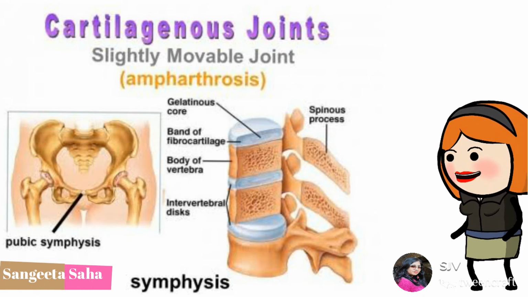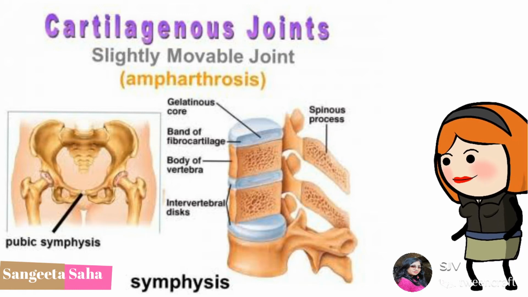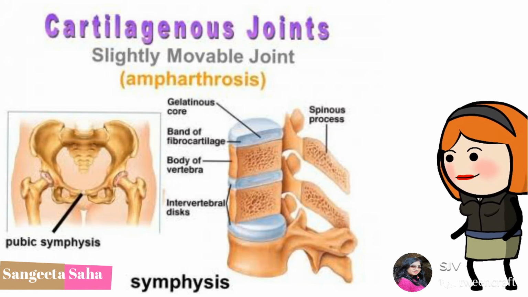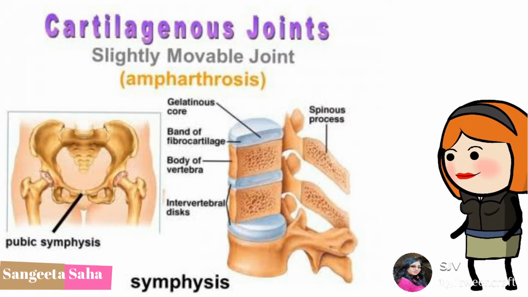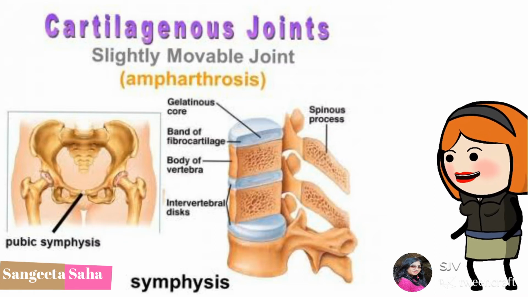The pubic symphysis, where a pad of cartilage unites the two pubic bones, and the human spine are examples of cartilaginous or slightly movable joints. For your information, the symphysis is the term used to describe a partly movable joint, where the bone ends are separated by a pad of fibrocartilage.